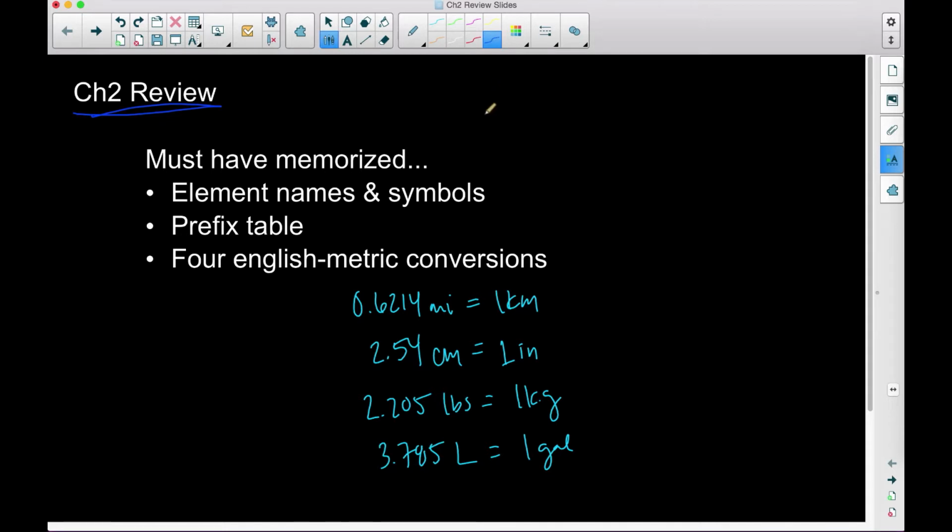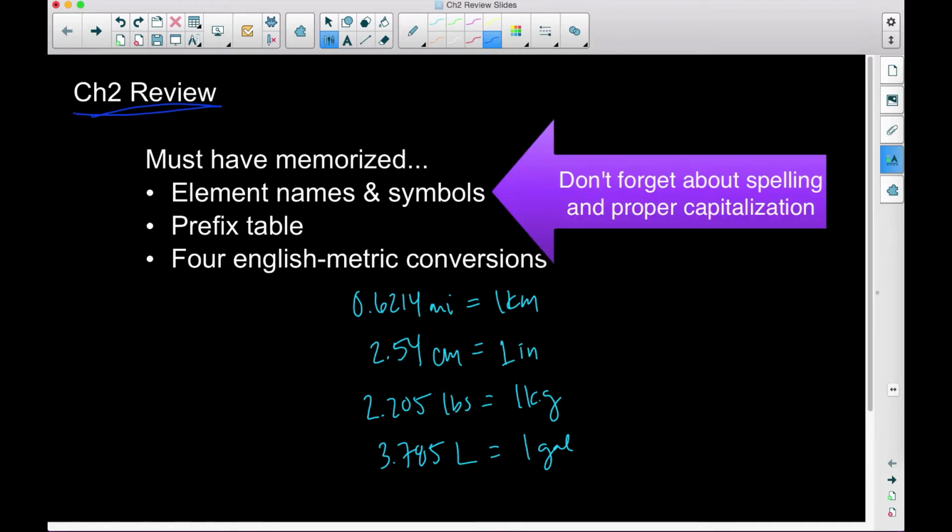Alright, so things you must have memorized first of all for this chapter. Obviously the element names and symbols. There will be a section on your test that is just element names and symbols. It'll probably be, I don't know, 40% of the test grade will just come from element names and symbols.